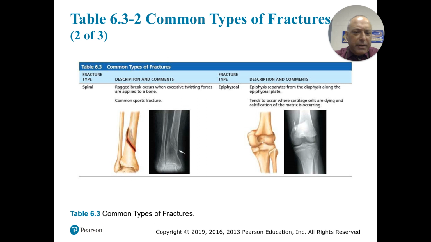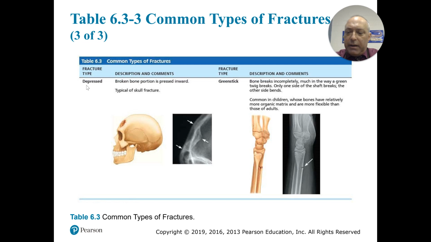This type of injury, if it happens in someone who is young, will stop them from growing on that knee, and they will have a limp because they will not grow like they should.